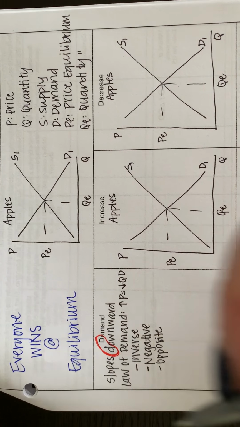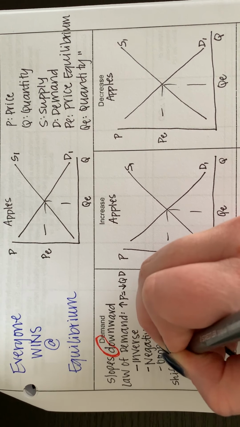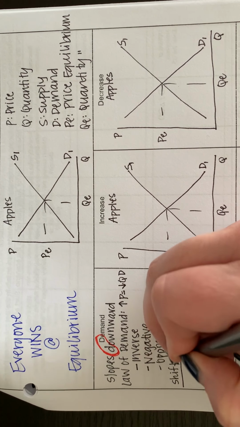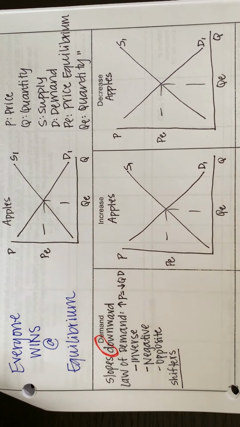So we have some shifters of our demand curve. So our shifters for our demand and supply curve, these are the things that are happening in the background. So these are things that are impacting the entire market for apples or whatever it is that we are graphing for. So these are things that are going to impact everything. So we're not looking at the price of what we're graphing for when we're talking about these shifters.